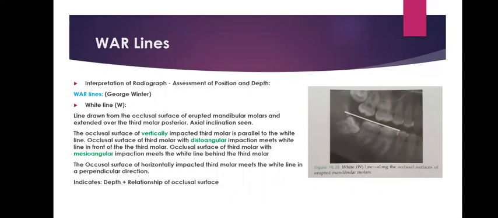the white line in front of the third molar, and the occlusal surface of the third molar with mesioangular impaction meets the white line behind the third molar. The occlusal surface of horizontally impacted teeth meets the white line in a perpendicular direction. Now, what this white line indicates is the depth and the relationship of the occlusal surface of the impacted molar.